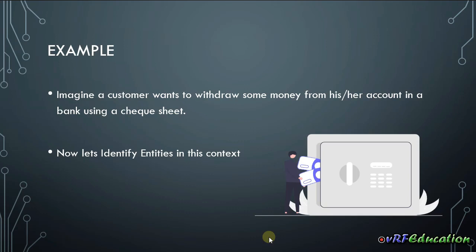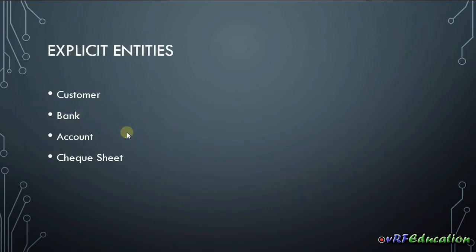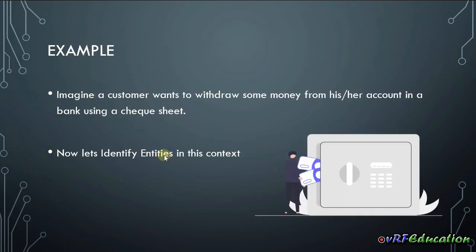Here we have two different types of entities, explicit ones and implicit ones. An explicit one is one that we can extract by reading the definition or the scenario that they gave us. Okay, you can pause the video and try to extract the explicit objects for yourself. Now let's check it. Customer, bank, account, and check sheet. These are four different objects that we can extract from this scenario easily.